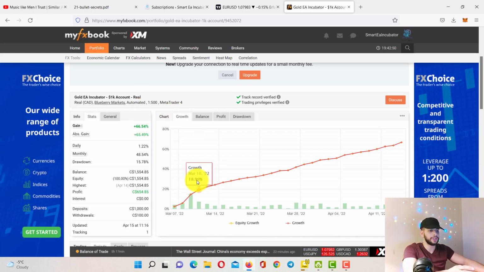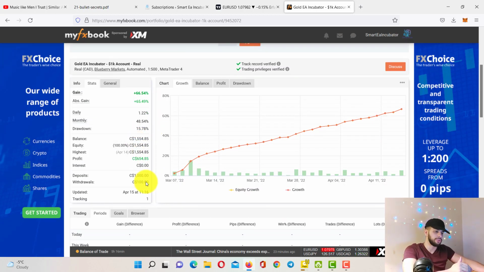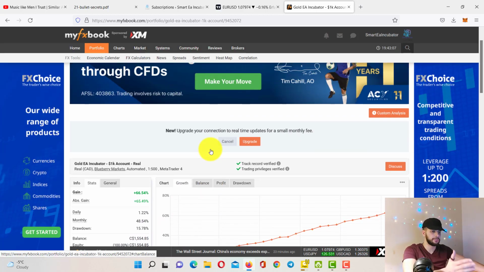This is what Gold Ea Incubator has been doing since March 7th all the way to April 17th, which is today's date, and we've been able to gain over 66.54% in profit on a brand new $1,000 account. And as you can see, we gained over $654, and we had a $100 withdrawal. So everything is 100% live, it's not a screenshot or anything like that.